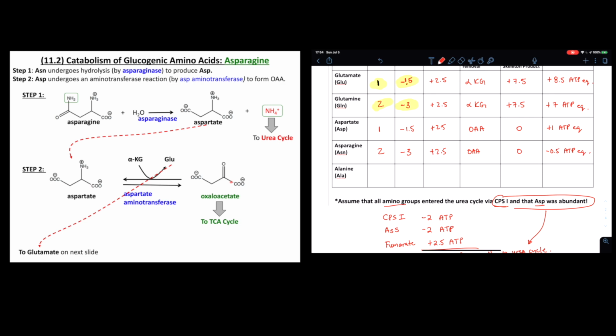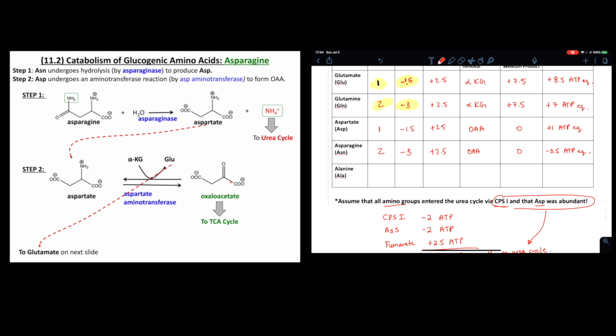This again does not mean that when we break down asparagine when our body's under starvation mode, that it's not worth anything. Remember that oxaloacetate, even though by our convention produces no ATP, it can still go on to produce glucose through gluconeogenesis, or it can further go on to make citrate with an addition of an acetyl-CoA.